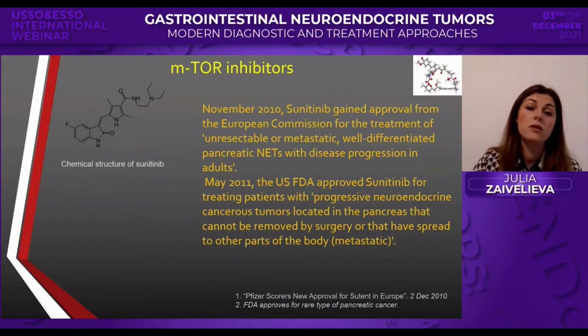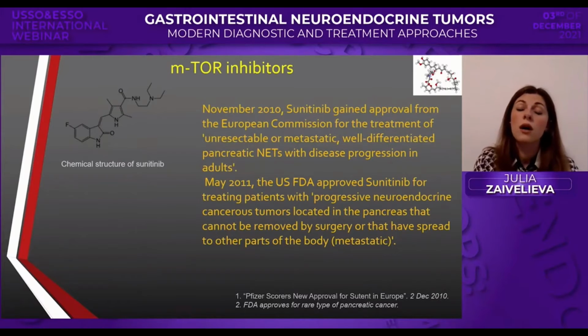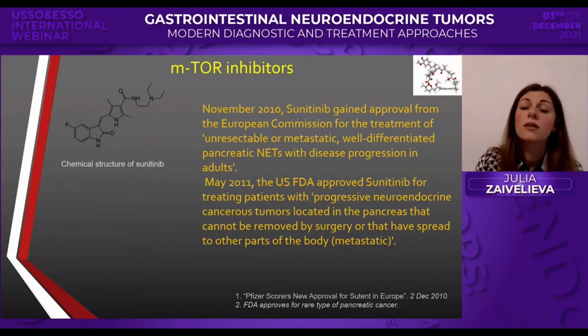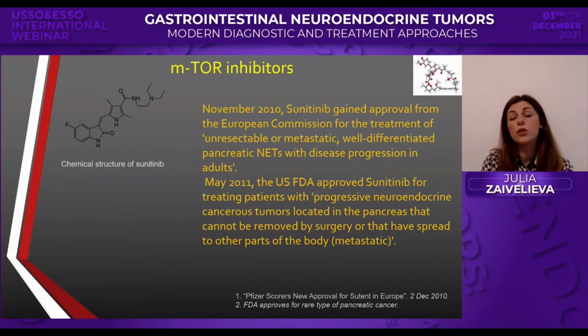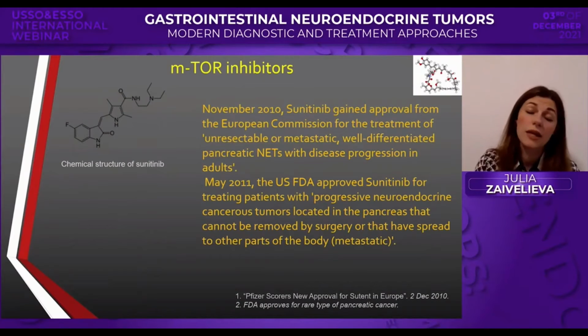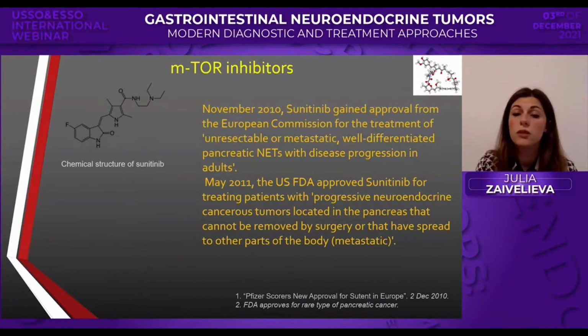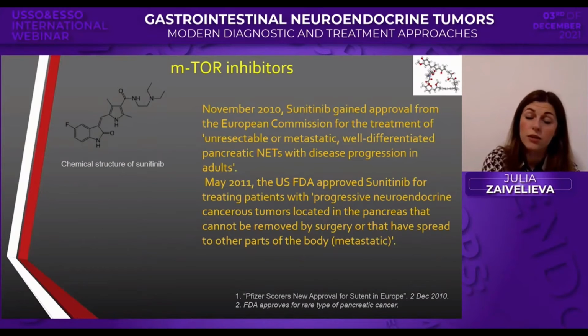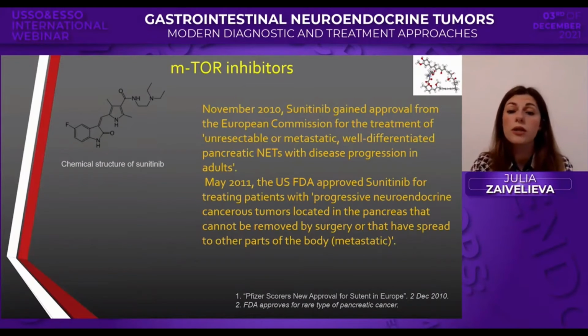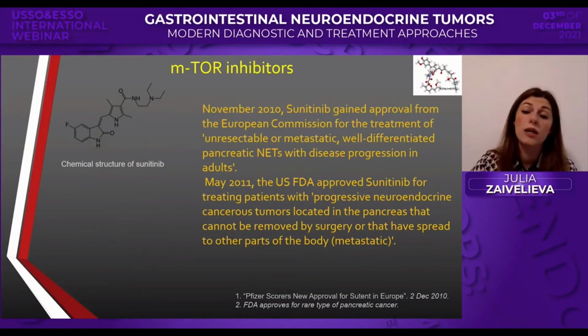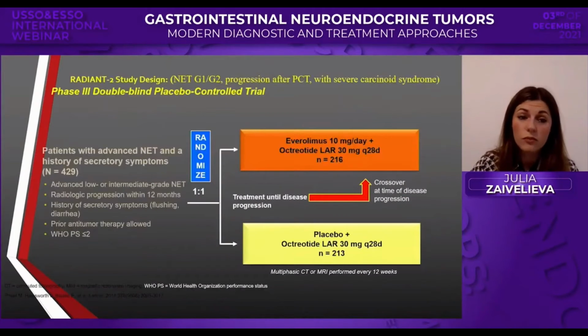Another m-TOR inhibitor that is useful in treatment of NETs is sunitinib. In November 2010, sunitinib gained approval from the European Commission for the treatment of unresectable or metastatic well-differentiated pancreatic NETs with disease progression in adults. In May 2011, the United States FDA approved sunitinib for treating patients with progressive neuroendocrine cancerous tumors located in the pancreas that cannot be removed by surgery or that have spread to other parts of the body. So you can see that indications are wide enough.